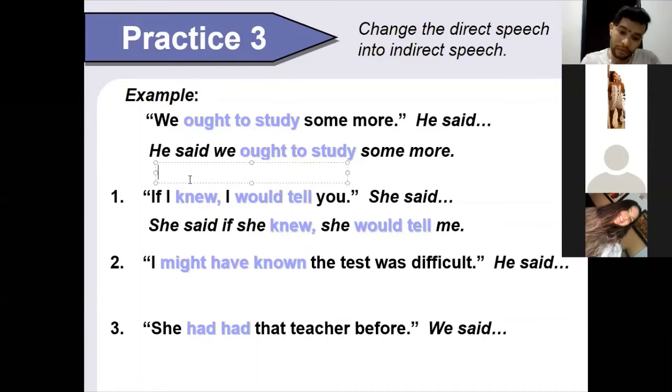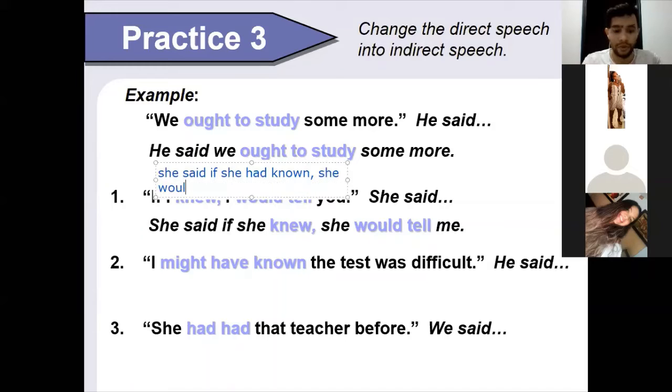Something like, she said if she had known, right? Hang on. If she had known, what am I doing? She had known. Why had known? Because this is past, right? Then she would have told me.